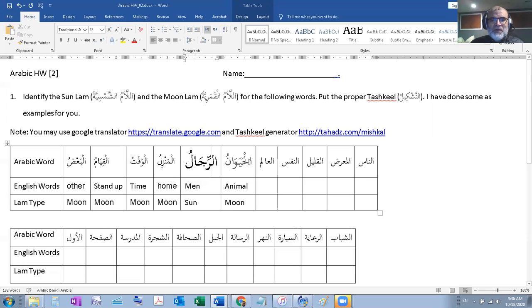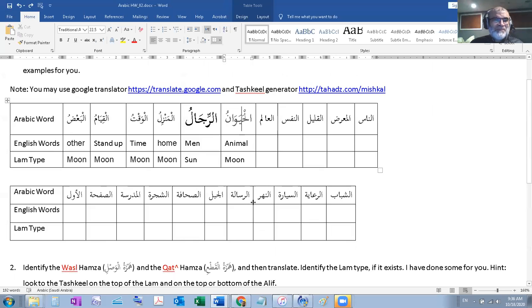In this one, you can see that the lam has sukoon on the top. That's another indication that it's lam qamariya. So you don't say a-hayawan, you say al-hayawan. This one al-rijal, this one al-hayawan, this one al-alam, this one al-nafs. Al-alam is qamariya, al-nafs is shamsiya. Any questions about that?